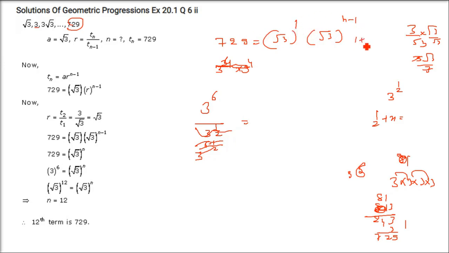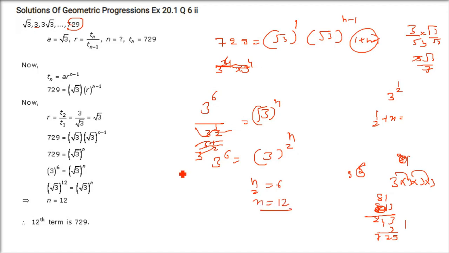See, on the right hand side it is root 3. So you can just add the power. Easily add the power because the bases are same. You can add the indexes. So root 3, the power is what? 3 to the power 6 equals root 3, n minus 1 plus 1 is n. So 3 to the power half, because root 3 is 3 to the power half, n by 2 is 6. So n equals 12. This is how the simple method works.